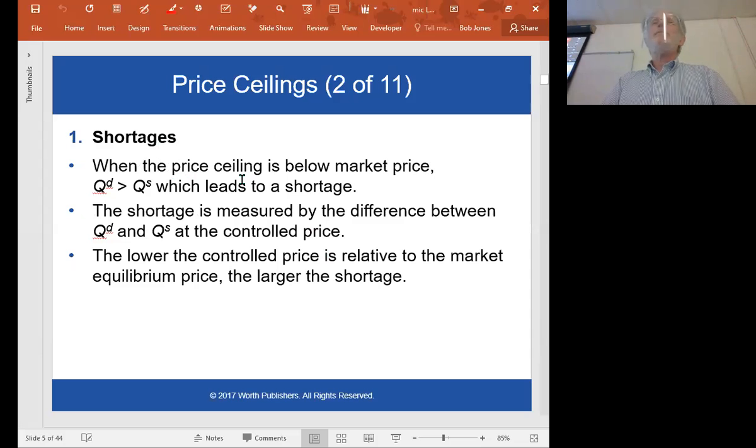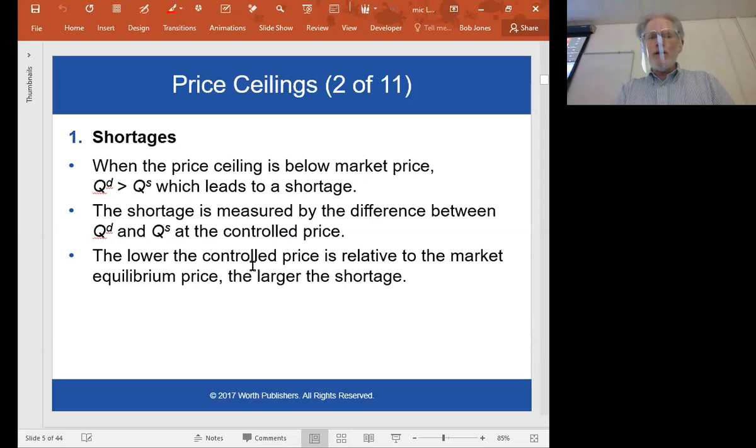People often make mistakes when dealing with basic supply and demand analysis. That's why it's so important to draw the graph and work through it very carefully so you don't make mistakes. When the price ceiling is below the market price, then we get quantity demanded greater than quantity supplied. At that price, consumers want more than producers are willing to provide, which is the definition of a shortage. Shortage is measured by the difference between quantity demanded and quantity supplied at the controlled price.